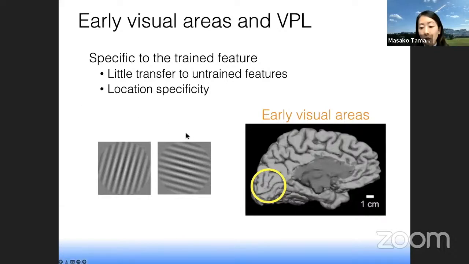And visual behavior and neuroimaging evidence has demonstrated that early visual areas are involved in visual perceptual learning. And this is a reconstructed image of the brain. And this is front, and this is back of the brain. This is top and bottom. And we're looking at the brain from the medial part. And this circled in yellow, this part is early visual areas.